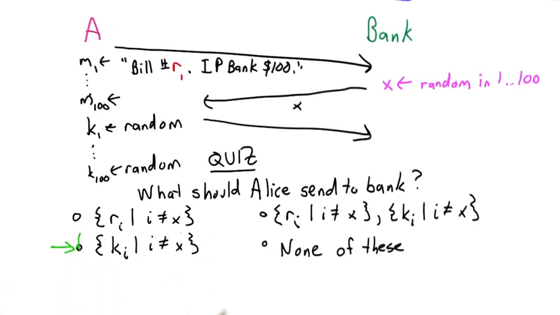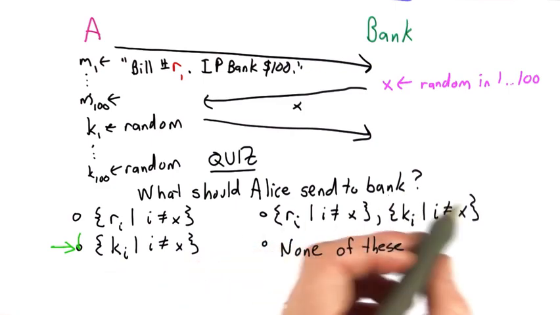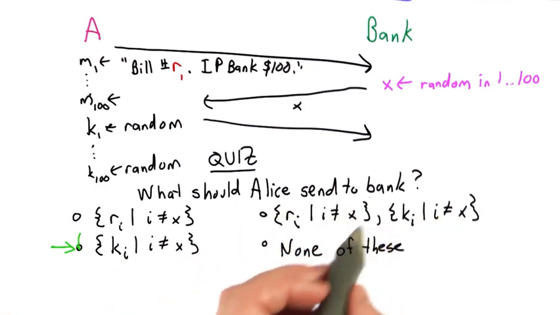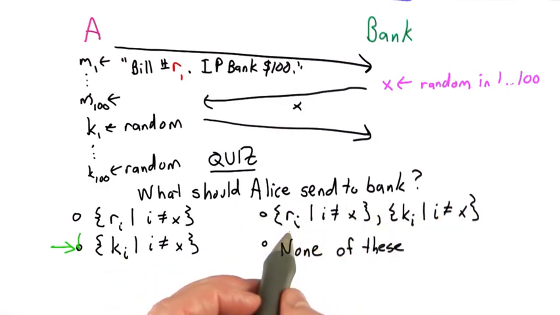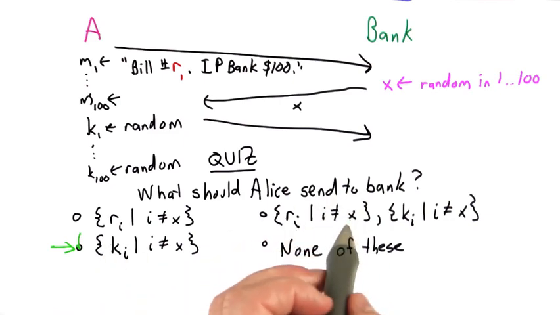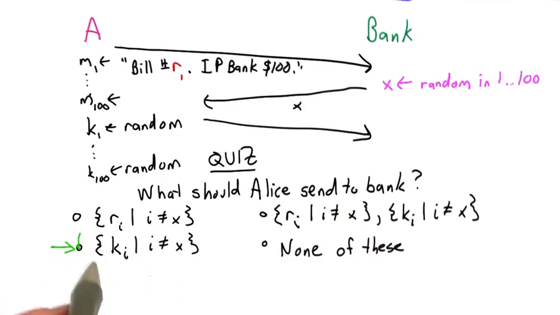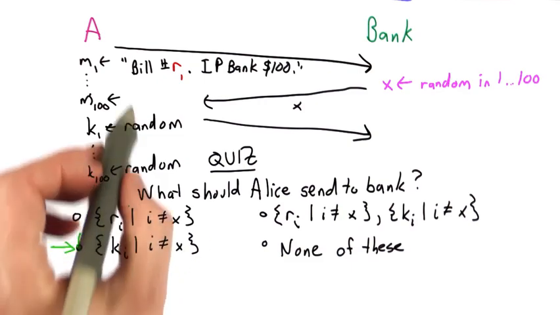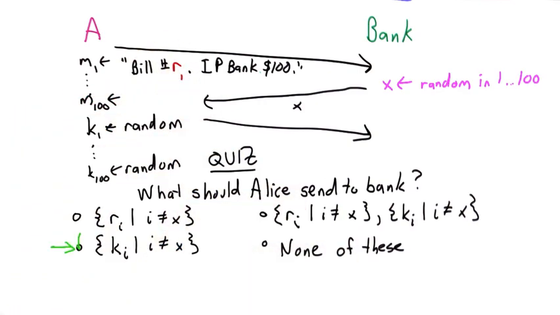The answer is sending all of the KI values would be sufficient. Those are the values that the bank would need to unblind the messages, because the bank can decrypt all the messages using its private key and then divide out the k raised to the EB power from the results. It would be okay to send this, but there's no need. There's no security loss in sending the RI values, except for the one for message x. But the bank's going to learn those anyway, since after it divides out the KI to the EB power, it has all of these values.